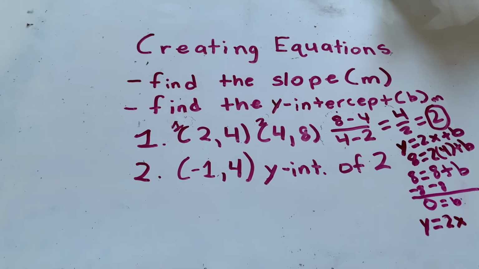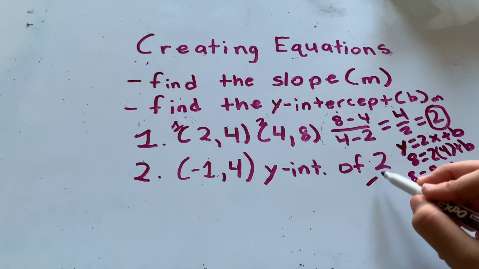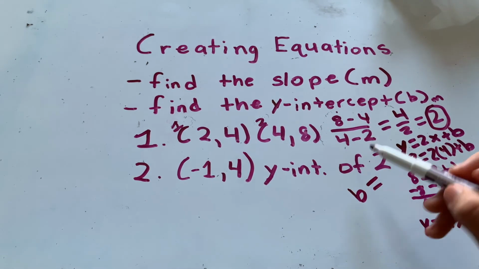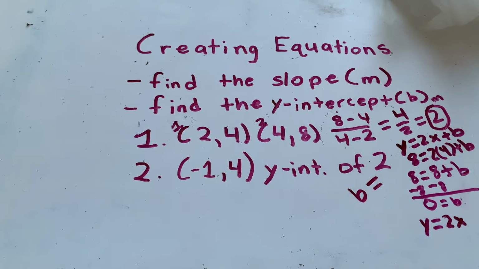Now we're going to do number 2. We already have the y-intercept, so b equals 2. Now we have to find the slope. Wait, we only have one. Actually, no, we have 2 points.